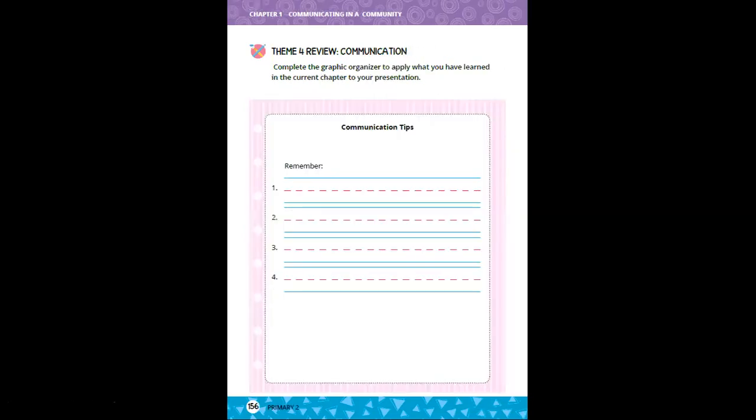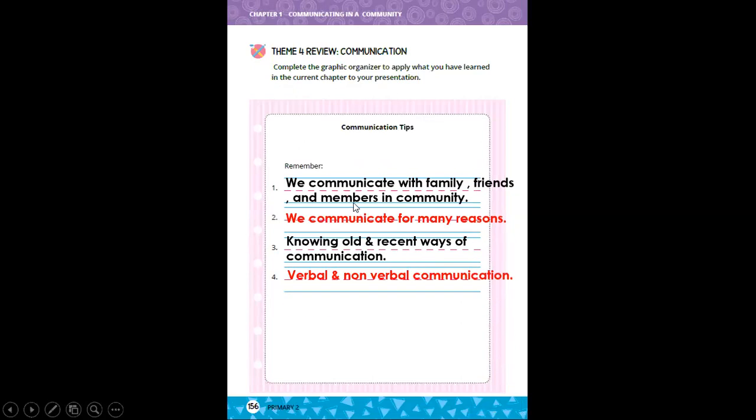Now, please turn to page 156 titled Theme 4 Review. And let's write what we have learned on the first chapter of this theme. We have learned that we communicate with family, friends, and members in the community. Number 2, we learned that we communicate for many reasons. Do you remember? We communicate to ask for help or to ask a question. There are many reasons too.